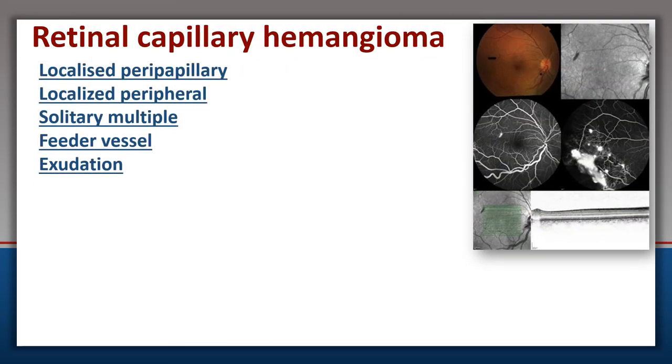Also, a cause of leukocoria can be retinal capillary hemangioma. However, retinal capillary hemangiomas do not always cause leukocoria, because some are localized small peripapillary, some are localized peripheral. Sometimes they are multiple, or solitary. And in case they are associated with exudation and retinal detachment, they may cause leukocoria. Characteristically, there might be a feeder vessel.